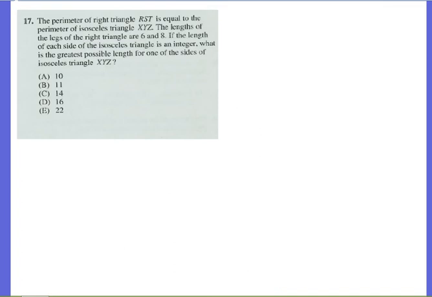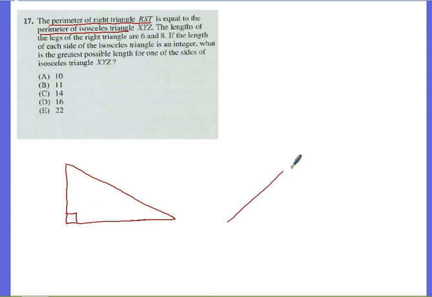Number 17. Alright, so we have here that the perimeter of a right triangle is equal to the perimeter of an isosceles triangle. Alright, so I'm going to draw 2 triangles, a right triangle and an isosceles triangle. So you have to know your triangle definitions. So these two are the same in an isosceles triangle, but in my right triangle it didn't say anything about the sides being the same.